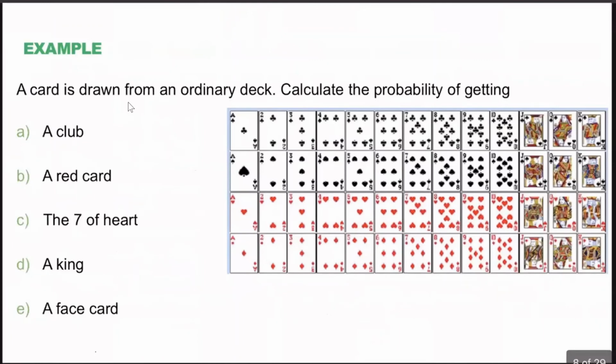Okay, look at that. So you can see there are cards because you like cards. Do you play cards?